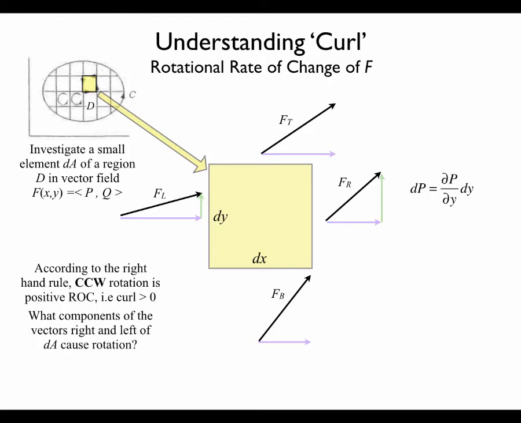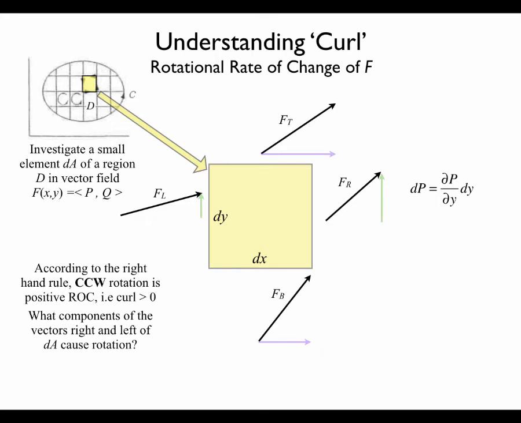Likewise, now a question: what components of the vectors right and left of D and A cause rotation? So now I'm talking about the left vector and the right vector. Which components are going to contribute to rotation from those two vectors, the P's or the Q's? The Q's, the verticals. The vertical is going to cause rotation. The P's won't. So let's get rid of those P's. We still have the green ones there.